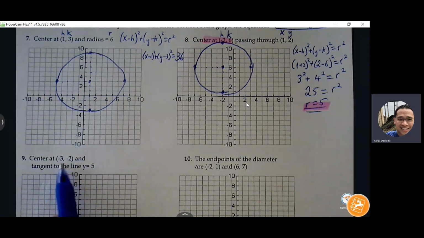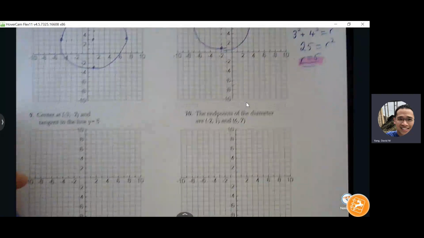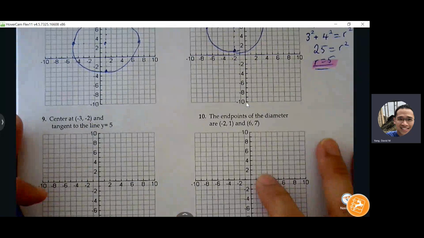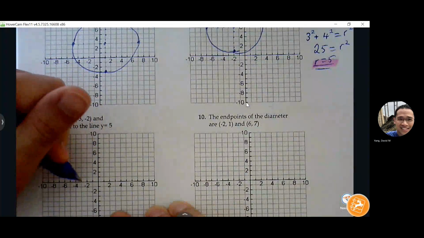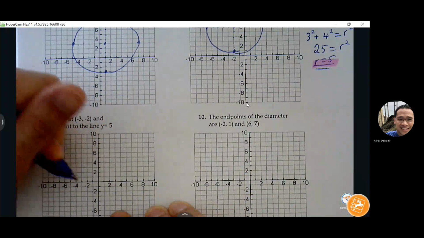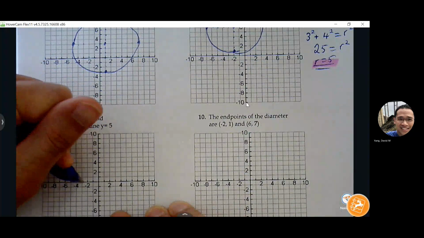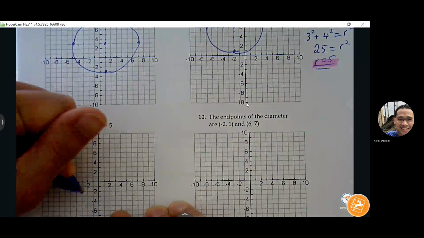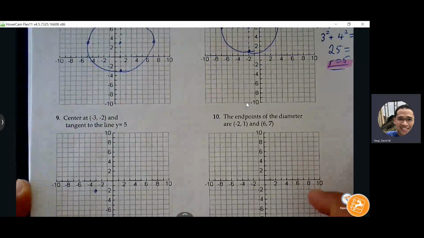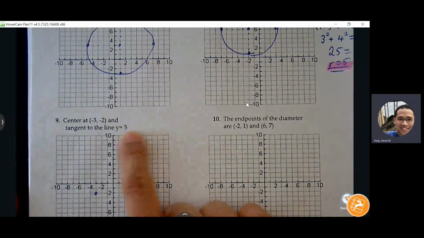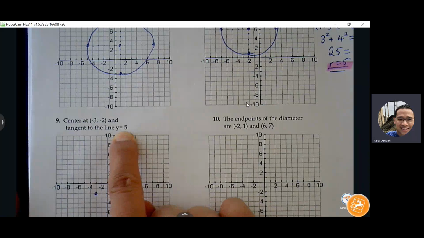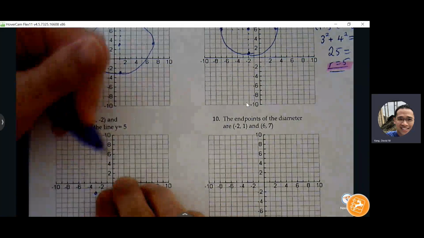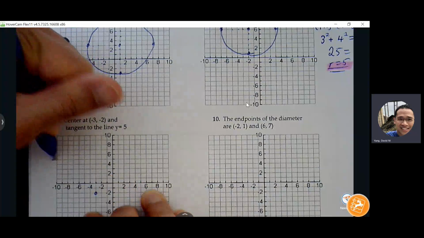Okay, so the center is at (-3, -2), and it's tangent to the line y equals 5. Okay, so let's draw this out, kind of visualize this a little bit here. So center is at (-3, -2). Okay, there's the center of my circle. And then the line y equals 5, is that a vertical or horizontal line? Horizontal line, yeah, y equals 5. I'll put a dotted line at y equals 5 just so we can visualize it.